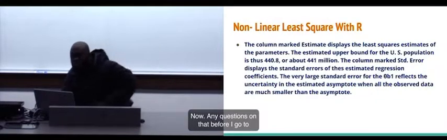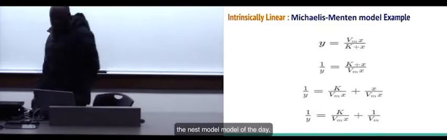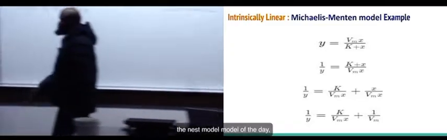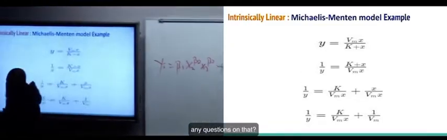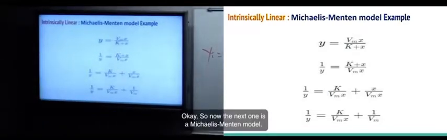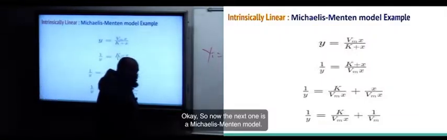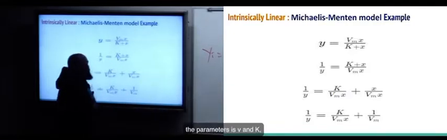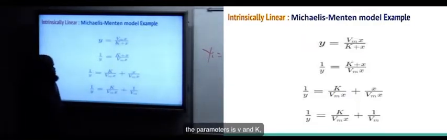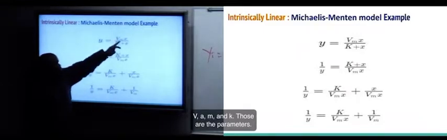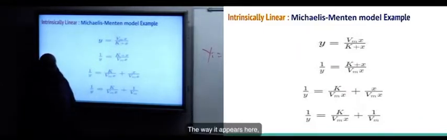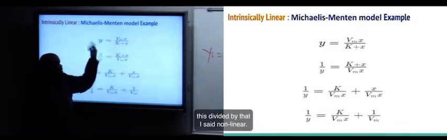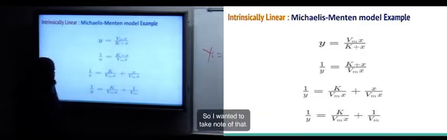Now, any question on that before I go to the next module of the day? Any question on that? Okay, so now the next one is the Michaelis-Menten model. When you take a look at this model, the parameters are Vm and K. Those are the parameters. And the way it appears here, this divided by that, that's nonlinear. So I wanted you to take note of that.